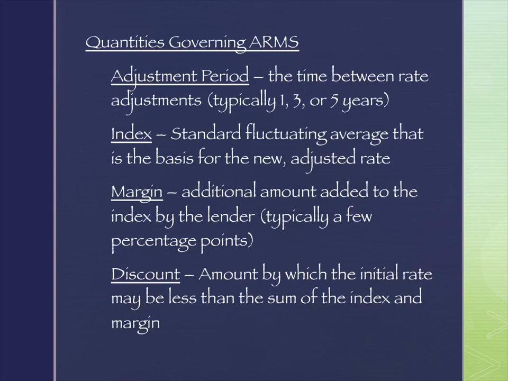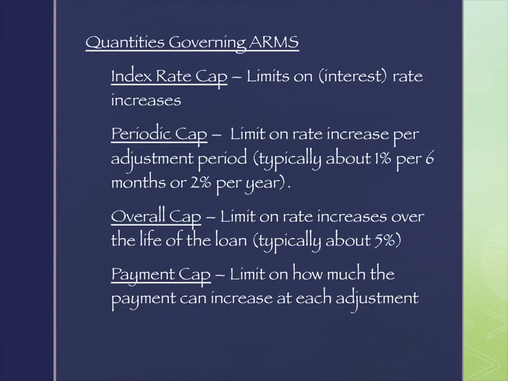There's a cost to borrowing money, right? They're not doing it because they like you. They're making money, and that's not a bad thing. It's just that you should be aware that they're making money. It's a business, right? Discount: the discount is the amount by which the initial rate may be less than the sum of the index and the margin.